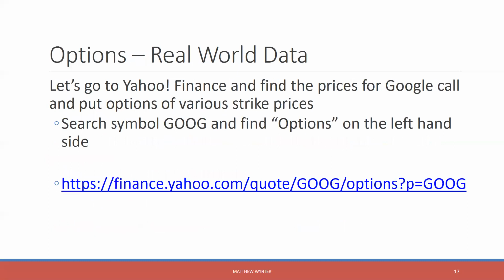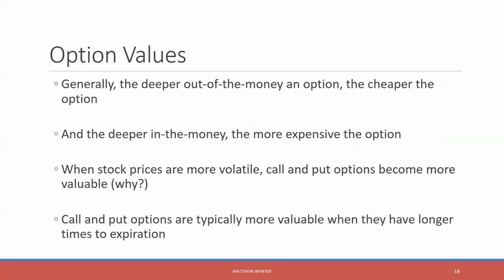If you have time, go ahead and take a look at some actual options and see how they are traded. It's very interesting. So the way that we'll think about these option values, generally, the deeper out of the money an option is, the cheaper it is, and hopefully that makes intuitive sense. If it's more likely that this option is going to be something that you use because it's profitable, then you're going to pay more for it.